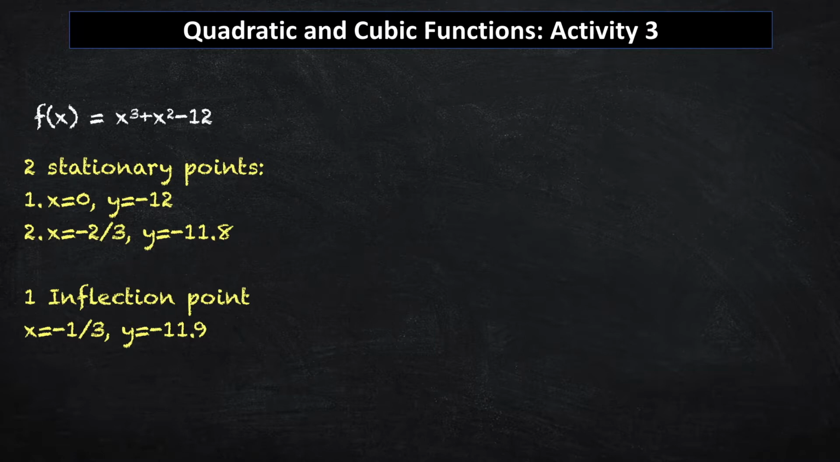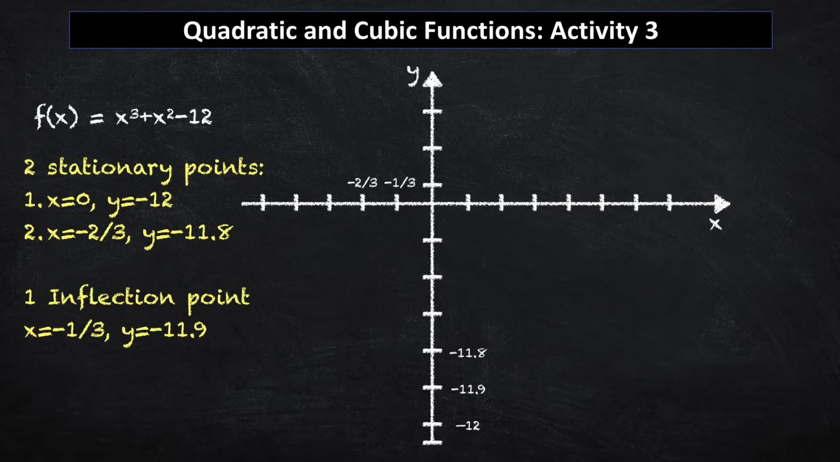Now we can draw our Cartesian plane. Since the points are a little bit weird, we have minus 12, minus 11.8, I zoomed in the Cartesian plane, and the values that you saw here are the values that I'm giving to the Cartesian plane points, okay? So the stationary point, the first one, is this point here, because it has an x equal to 0 and a y equal to minus 12.